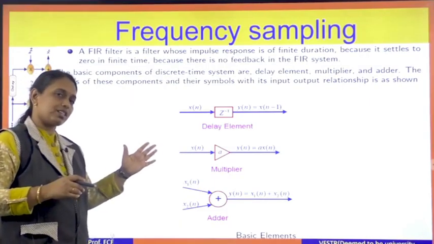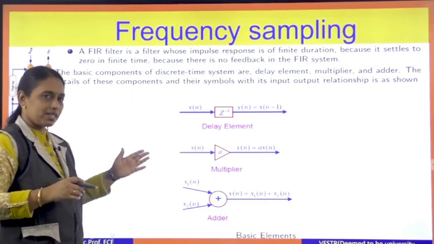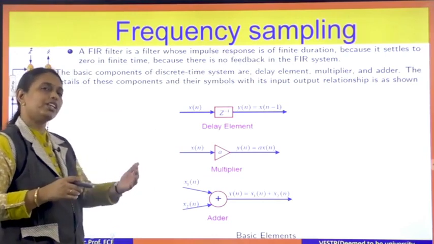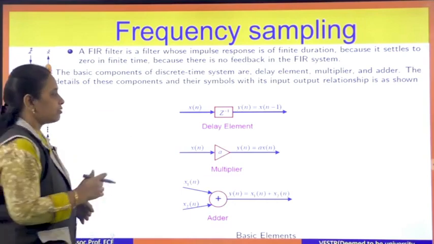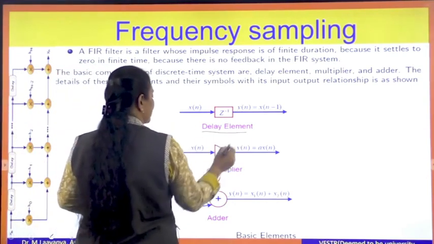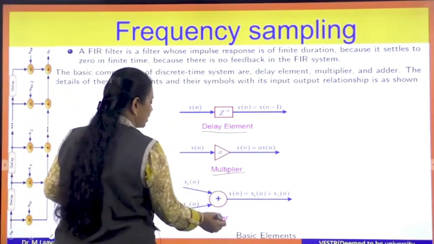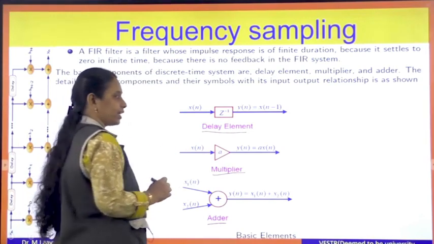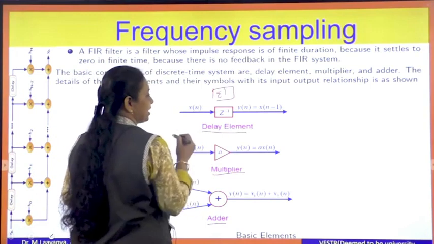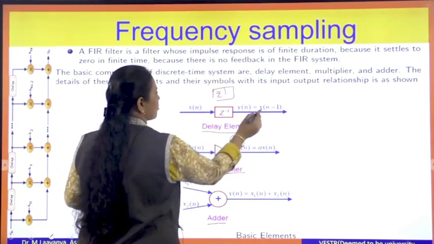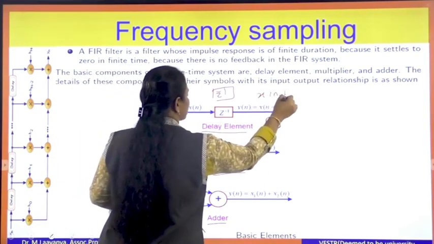Before going into the structure realization, let us look at the basic elements which will be helpful for it. The blocks required are, first, the delay element, second, the multiplier, and third, the adder. Delay element means you put a square box and inside it you write Z inverse. So Z inverse x of n will be x of n minus 1.